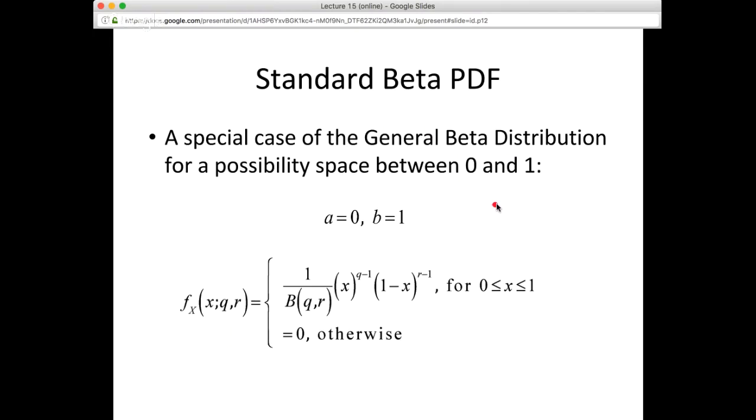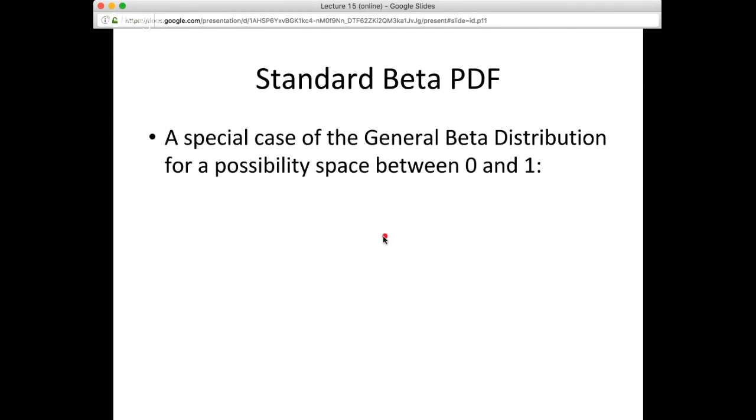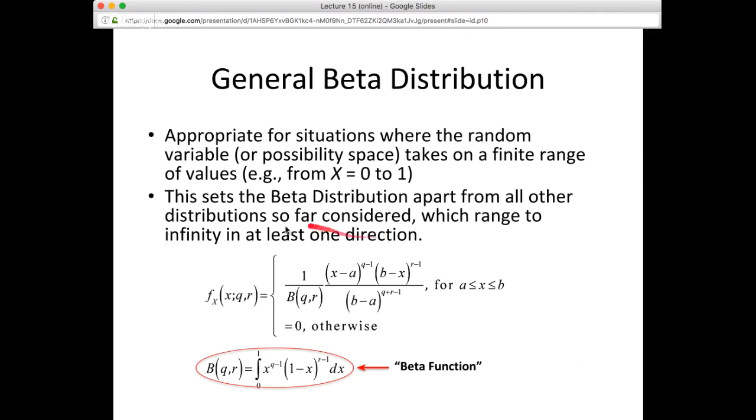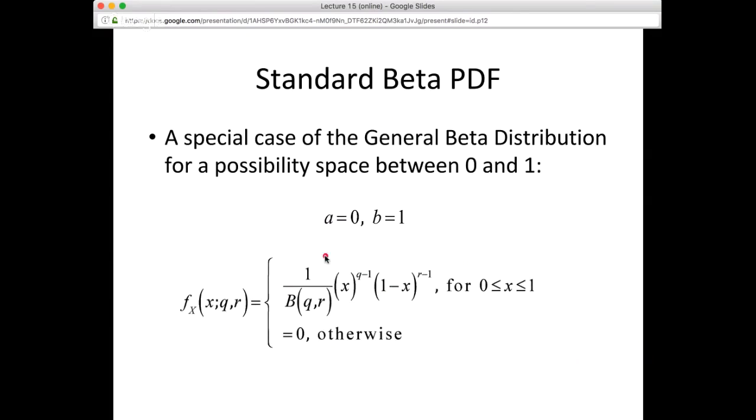And this is what the PDF of the standard beta distribution looks like. You get this by taking that previous beta distribution PDF, and if you set a to 0 and b to 1, voila, you get the standard beta distribution. It looks exactly like the beta distribution, except a and b have been set to 0 and 1. And our limits, of course, because the random variable goes between a and b, in this case, it's going to go between 0 and 1.